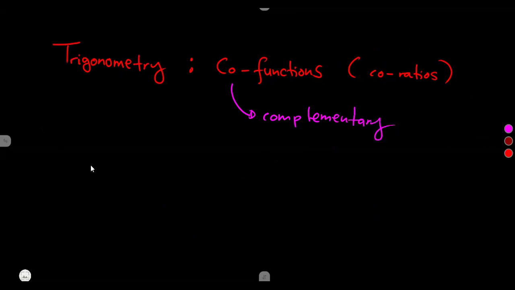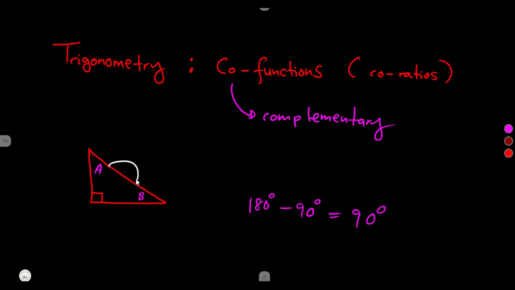Remember, if you're talking of complementary angles, these are two angles which add up to 90 degrees. Let's say one of the angles is A, and the other one is B. In a right-angled triangle, we know that all the angles add up to 180. So subtracting this 90 degrees from 180 degrees, we are going to have 90 degrees remaining. Meaning these two remaining angles, A and B, are supposed to add up to 90 degrees.